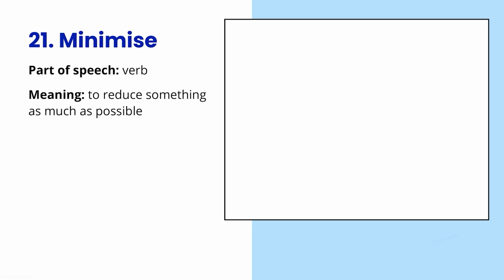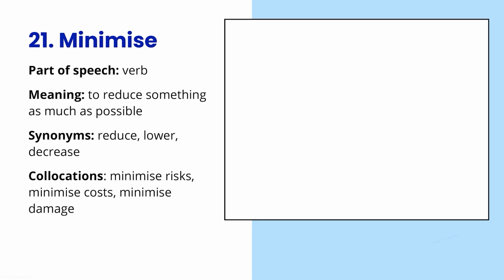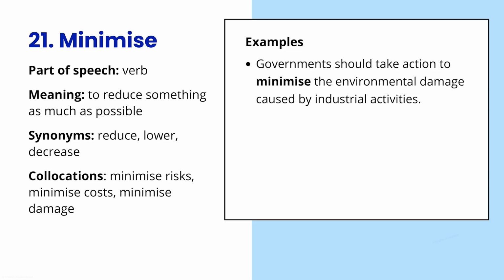That's the key there. To reduce something as much as possible. Synonyms: reduce, lower, decrease. Collocations: minimize risks. So this means to make the risks as small as possible. Minimize costs, same thing. It means to make the costs as small as possible or as low as possible. Minimize damage. Here are some examples.